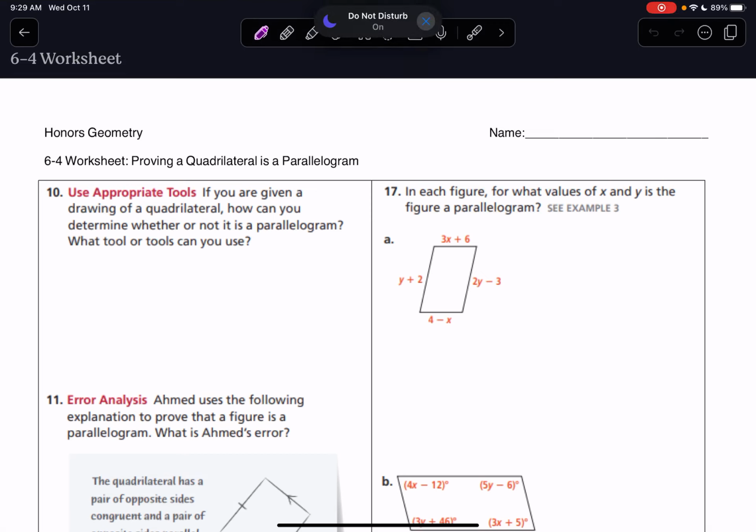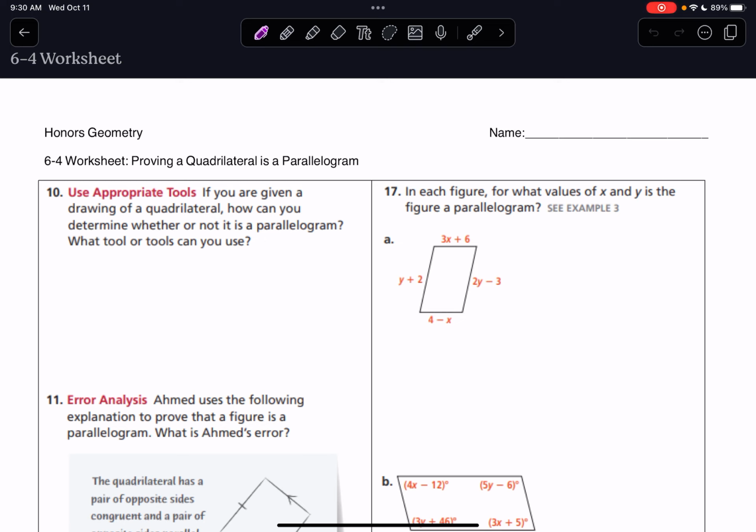Hello, today we are going to look at the 6-4 worksheet, proving a quadrilateral is a parallelogram. This one and the next section have lots of things in common, just proving different ideas about parallelograms and their sides, their angles, and how they relate to one another.